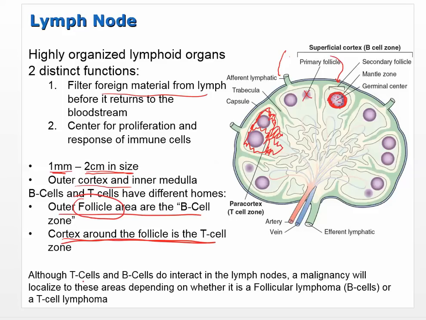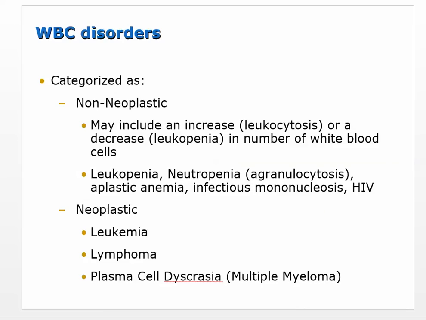So even though they do interact, a malignancy like a lymphoma will localize to these areas depending on whether it's a follicular lymphoma, like B cells, or a T cell lymphoma. And you do see this term, follicular, or you see mantle. The term mantle is used to describe some types of lymphomas, and so that's going to indicate where it is. And it also kind of indicates what type it is.